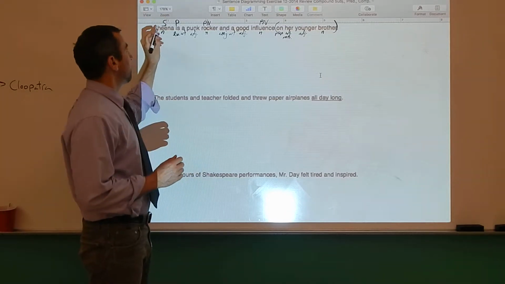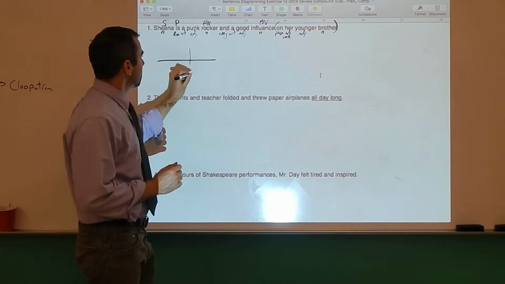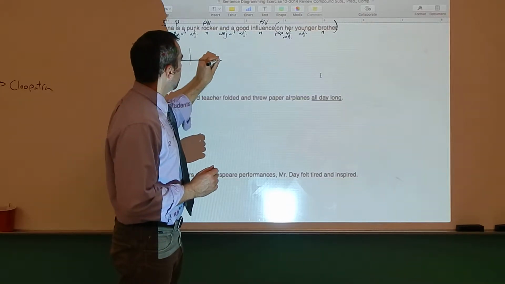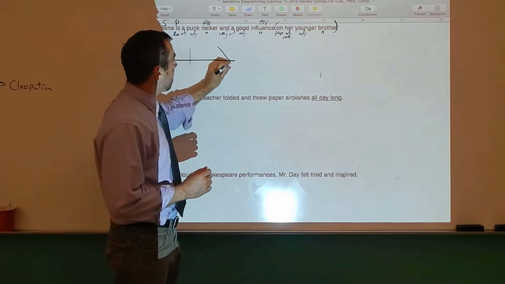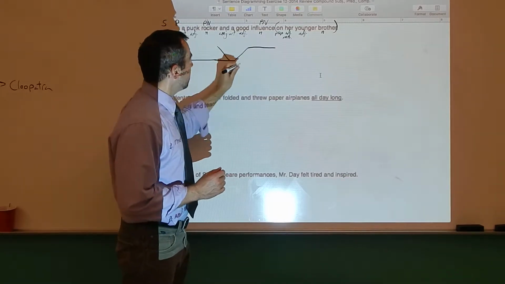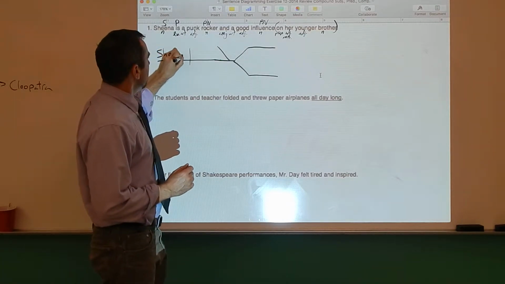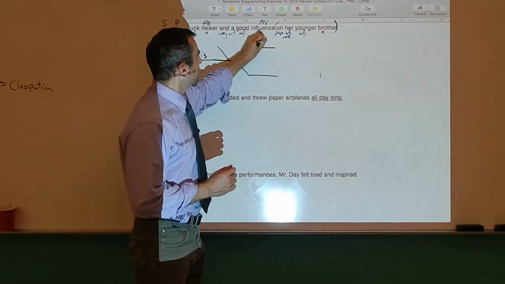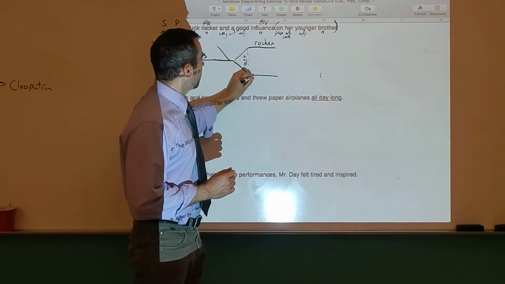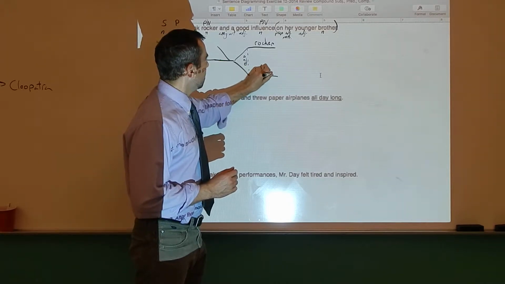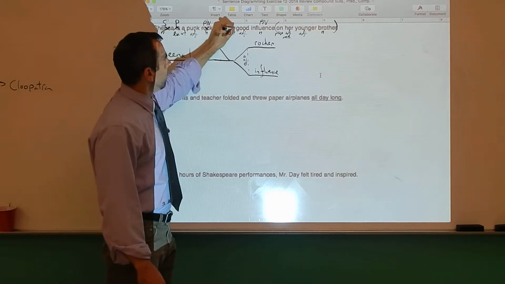Okay, let's set up the main line. We have a subject, a predicate, and two predicate nominatives. So we'll have a subject, a predicate, and then we're going to need a backward slanting diagonal line because we're dealing with a linking verb and predicate nominatives. How many predicate nominatives? Two predicate nominatives. Sheena is rocker and influence. Okay, Sheena is rocker and influence.